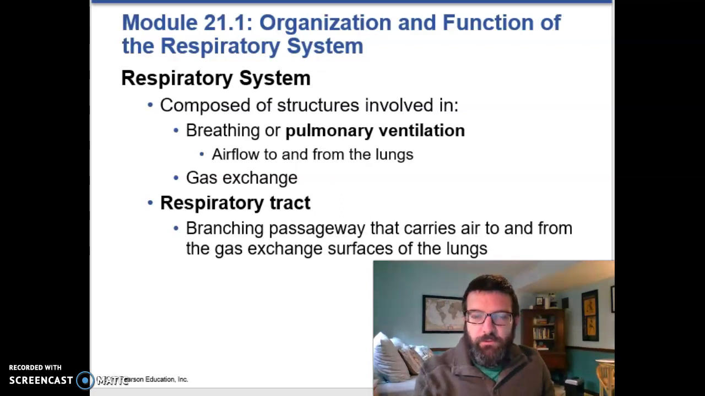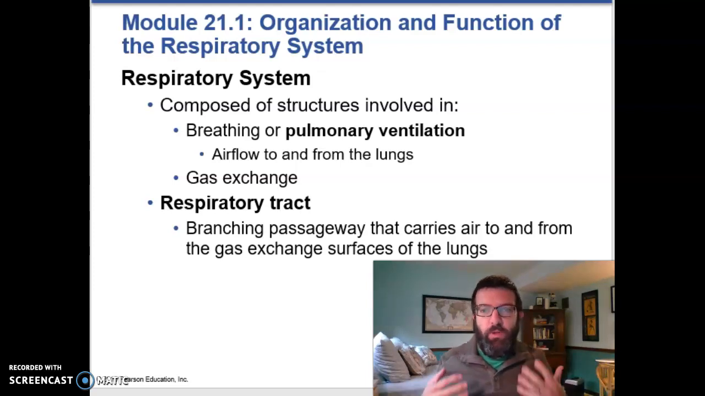Hello all. So we're moving on to chapter 21 and we're going to discuss the respiratory system. And the respiratory system has one main function, and that is to allow exchange of gases between the blood and the environment. And to do that, you have to have an organ that has a lot of surface area for exchange between, again, the air and the blood.